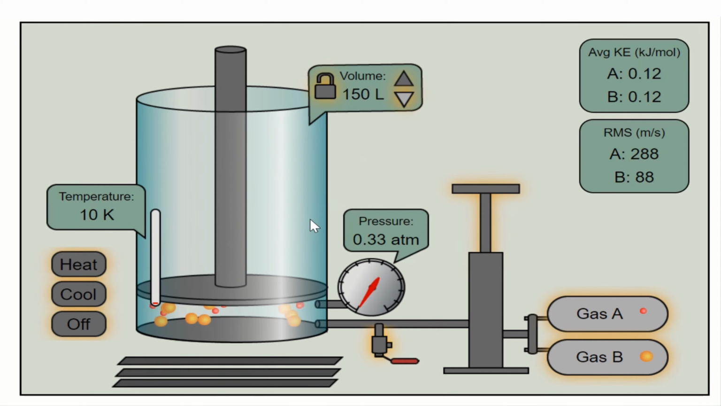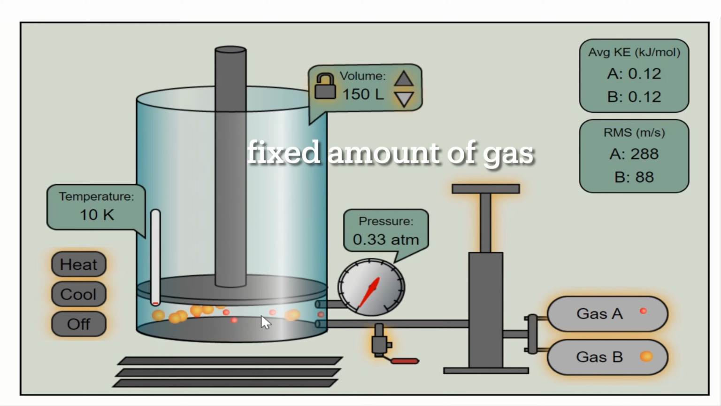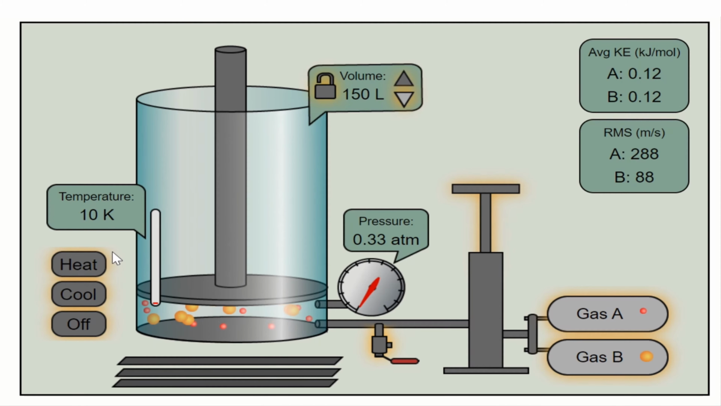So here in our simulation, we have our fixed amount of gas. Watch what will happen if there is a change in temperature, and what will happen in our volume and in our pressure. Initially, in our simulation, we have a gas temperature of 10 Kelvin, a volume of 150 liters, and a pressure of 0.33 atmospheres. Observe what will happen in volume and pressure.